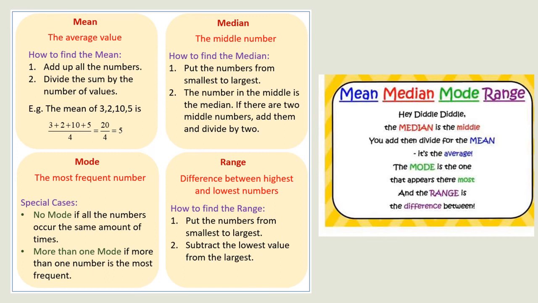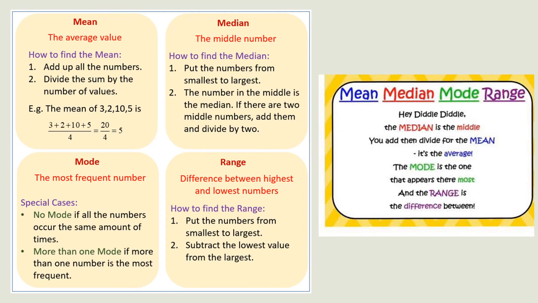The median is the middle number. Remember we talked about median being in the middle of the road. So median represents the middle number. How you find the median is you put the numbers from smallest to largest, or from least to greatest, whatever way you want to say it. And then step 2 is the number in the middle is the median. There can be 2 numbers in the middle, so when that happens, you just find the average. You add them together and divide by 2.